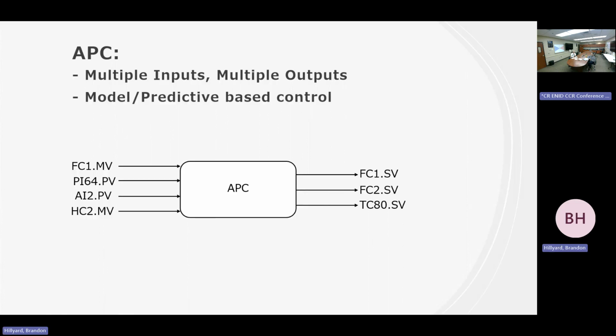Whereas APC sits on top of the DCS and it takes advantage of that DCS speed and focus on individual controllers, and it looks at multiple things to control multiple other things. So you've got a lot of inputs and a lot of outputs. The other thing that makes it different is it's model-based or predictive-based control as opposed to primarily feedback. It does have feedback, but it doesn't do as well on feedback control. It should be primarily predictive control, and that's where the models come into play.